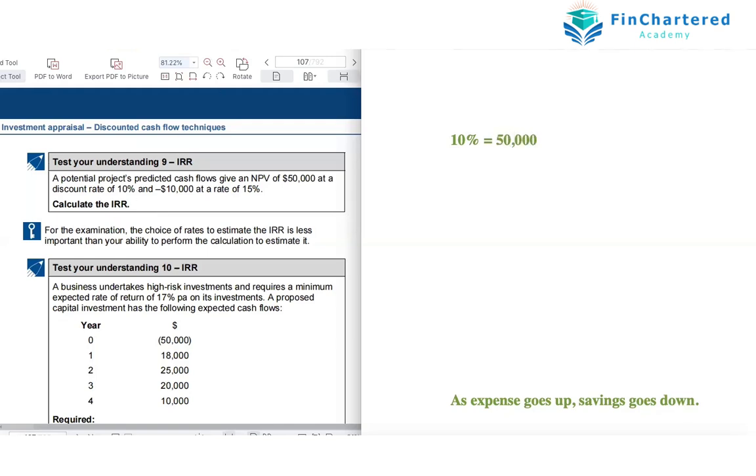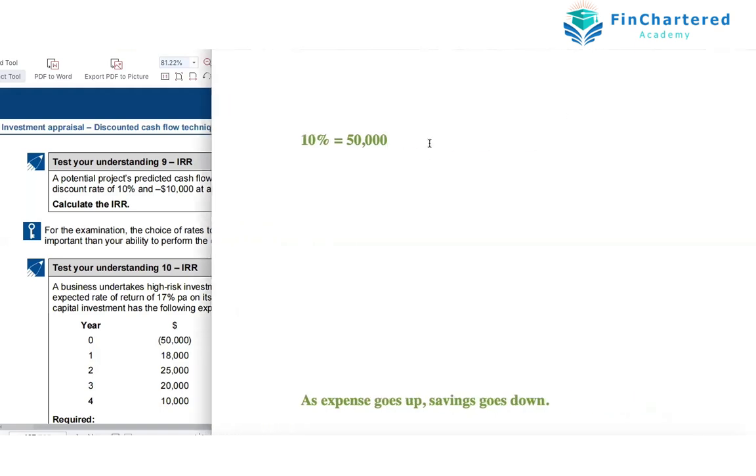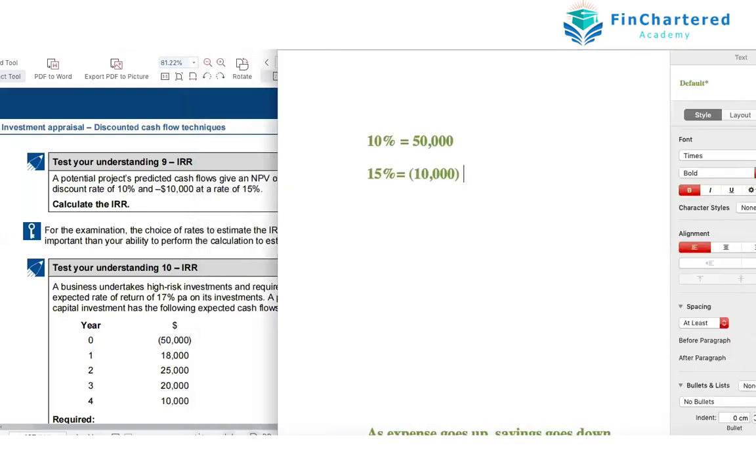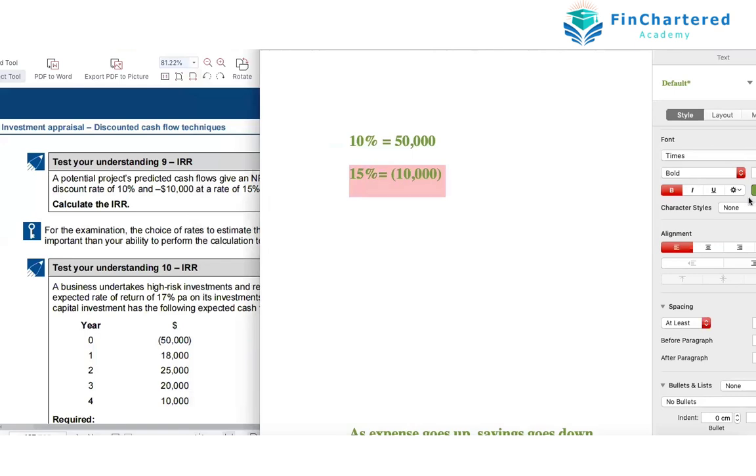Your life is good. But I'm getting answers already. Very good, guys. But at 15%, your life is going bad. You have a negative NPV. So obviously the answer has to be between 10% and 15% because 10% is positive, 15% is negative. So obviously 0 will be between 10 and 15%. It cannot be 9%. It cannot be 16%.